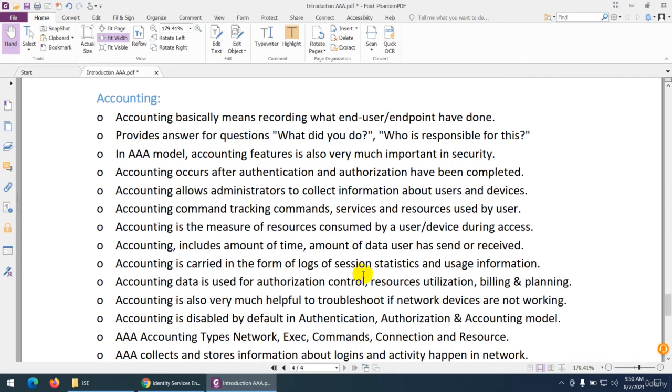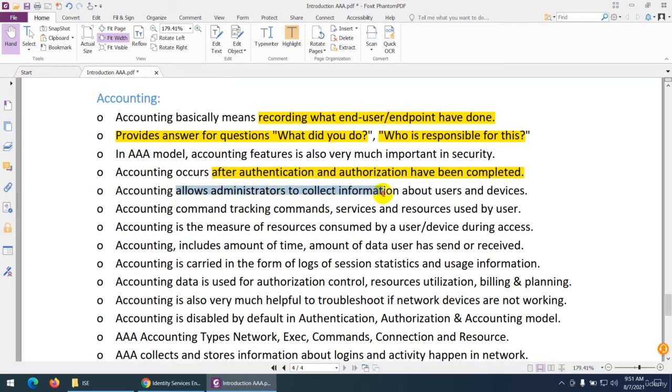Then the last thing related in AAA is accounting. So accounting basically means recording what end user and endpoint has done, and it means accounting provides the answer for the question: what did you do, what have you done, who is responsible for this. So this is the answer of accounting. And it's very important, it keeps record of what a user has done when they access the network. It means accounting occurs after authentication and authorization is completed.